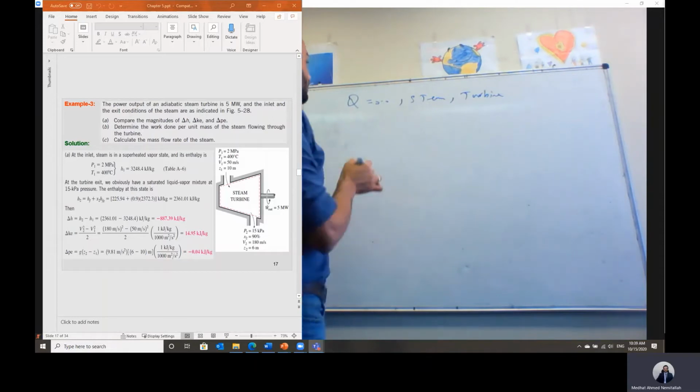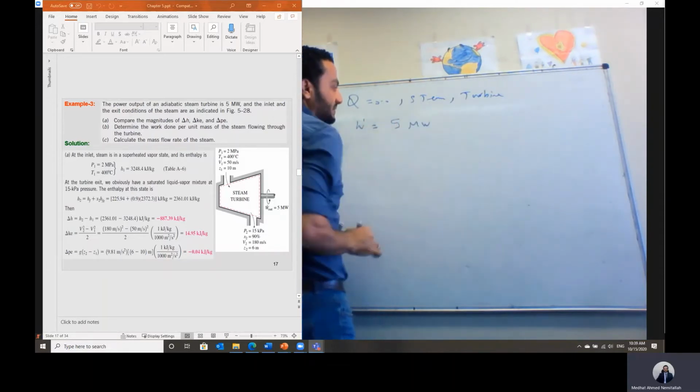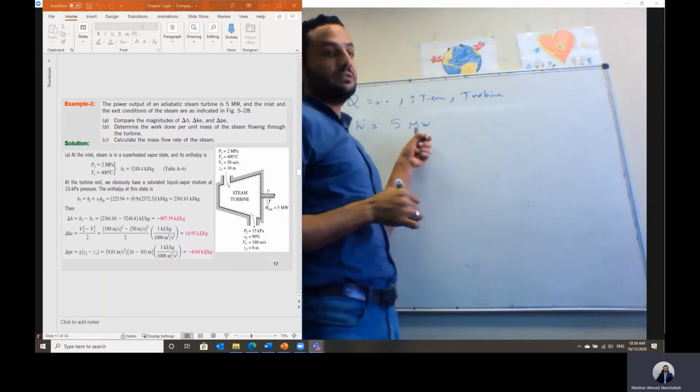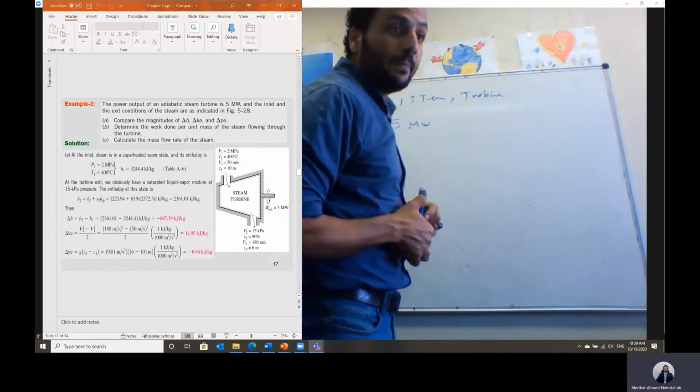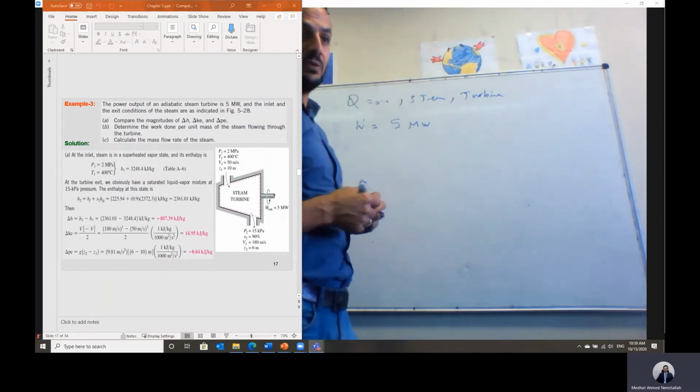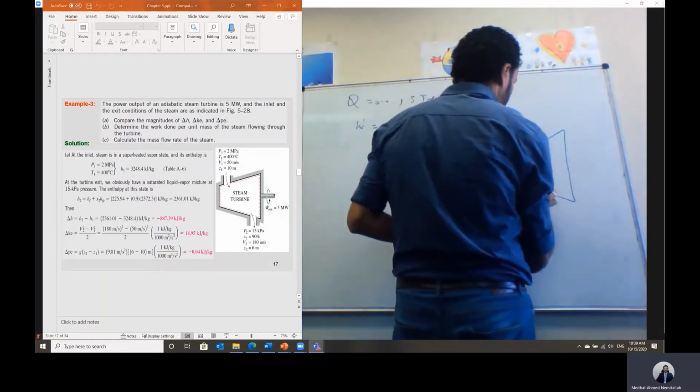He said the power output, the rate of work done, is equal to 5 megawatts. Okay, let's look at the unit. This is megawatt, which is 10 to the power 3 kilowatt. And the inlet conditions are expressed as shown in this figure. So let's look at this representation of a turbine.